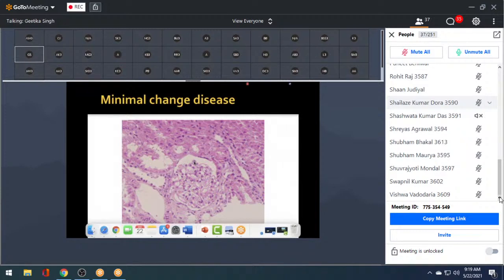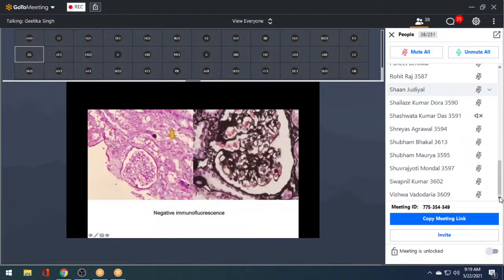Yes, Swapnil, can you say that again? Podocyte. Podocyte, correct. Okay, so that's great. You've identified them. They're lying, floating around in the Bowman space. And they, of course, you can't see the processes, but that's what's happening there. Okay, so very nice, normal looking glomerulus.